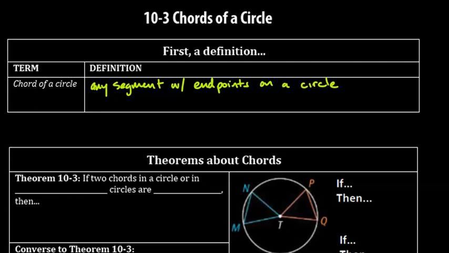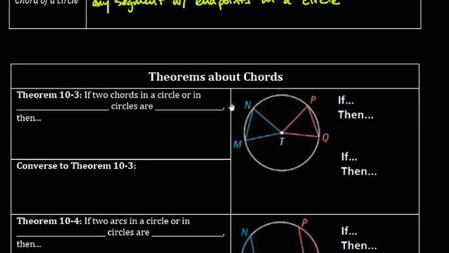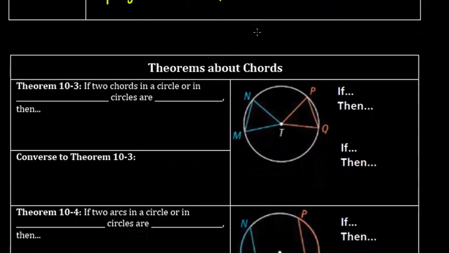So let's take a look at a few of the different theorems that deal with chords. First we're going to look at what we call Theorem 10-3. It says, if two chords in a circle or in congruent circles are congruent, then something geometrically interesting happens.